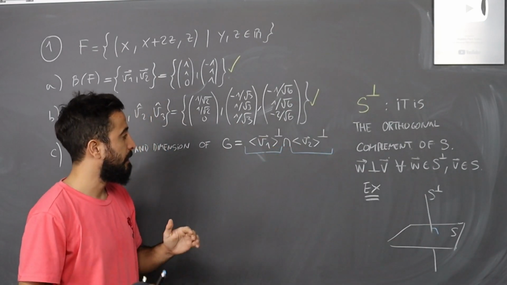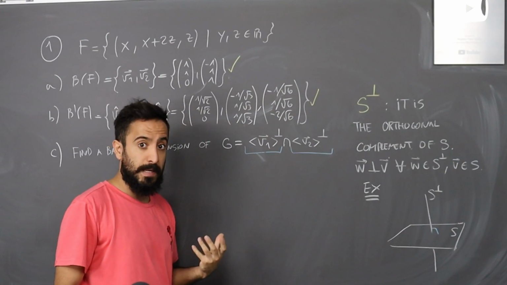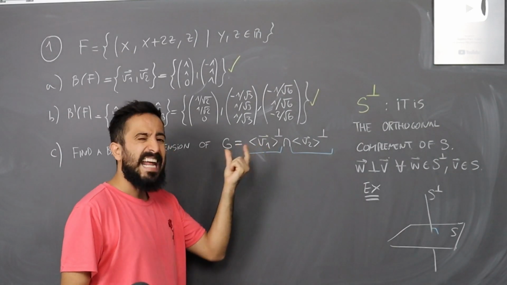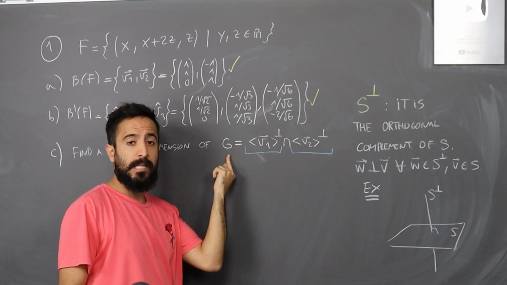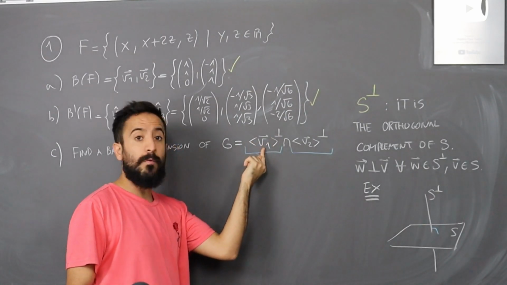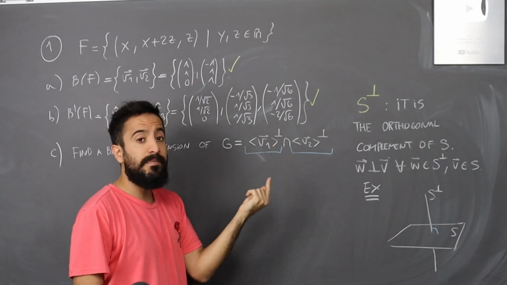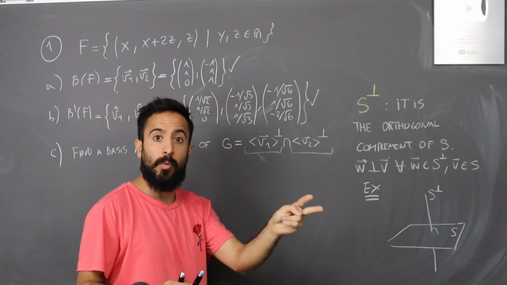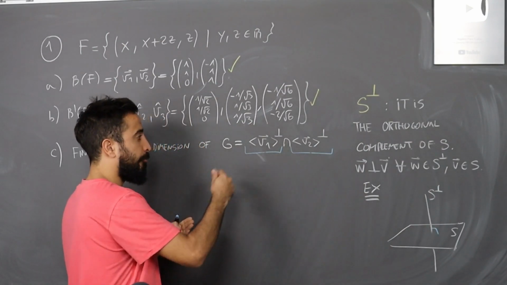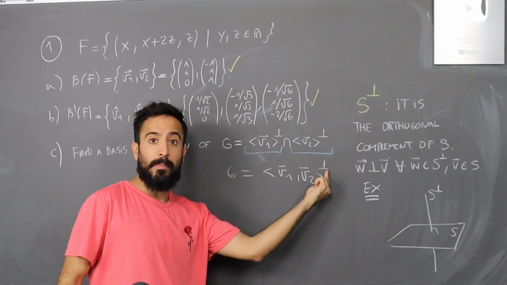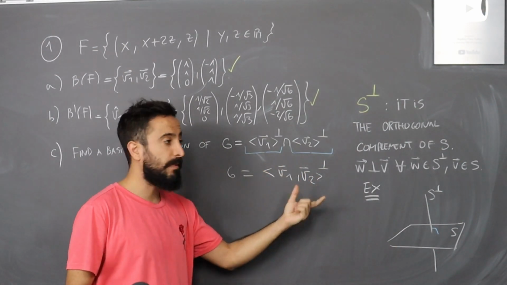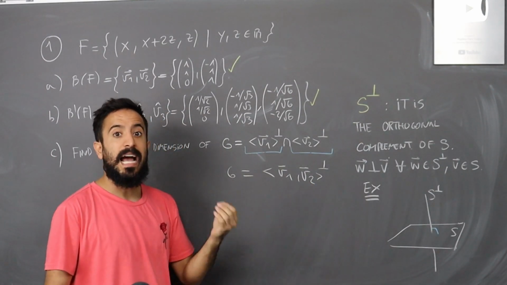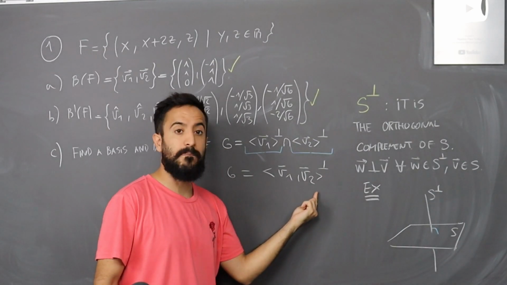Let's take a look at this again. This is asking for us to find a subspace that makes two conditions, right? First condition, any vector of G has to be orthogonal to V1. And also, any vector of G has to be orthogonal to V2. So orthogonal to both V1 and V2. So we can rewrite this as the orthogonal complement of the subspace generated by both V1 and V2. Because that way, any vector of G has to be orthogonal to both V1 and V2.